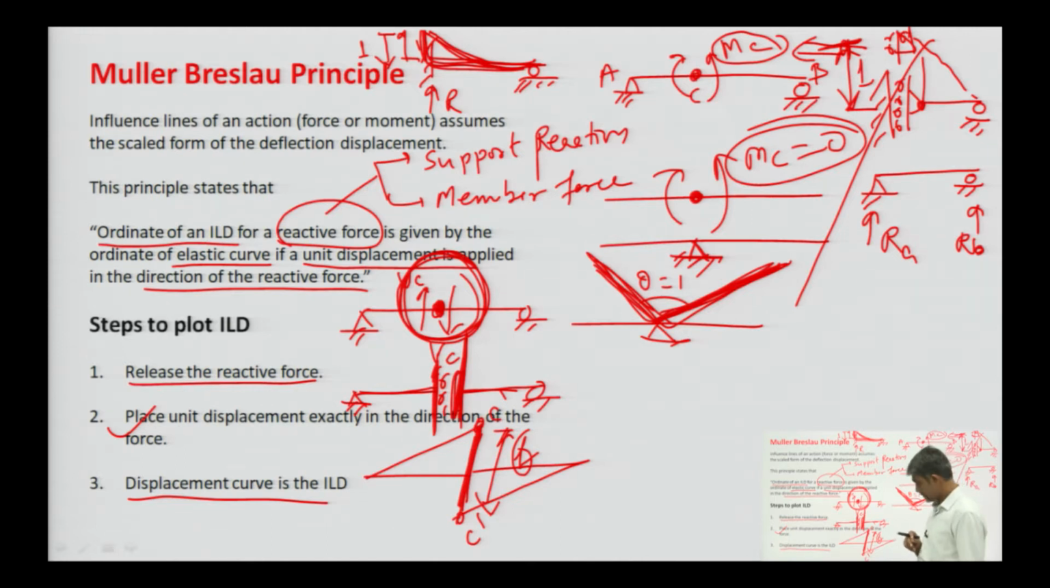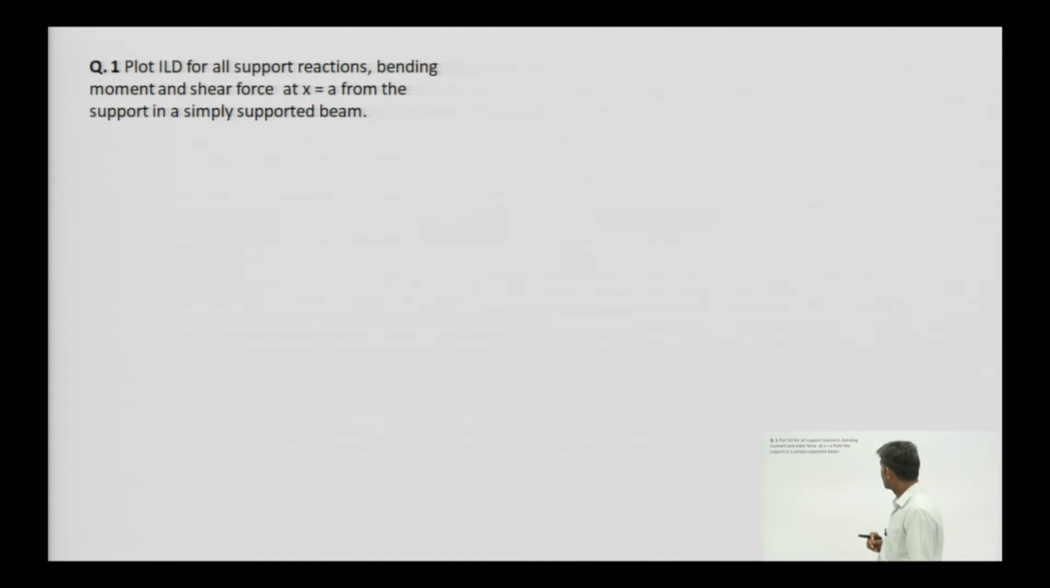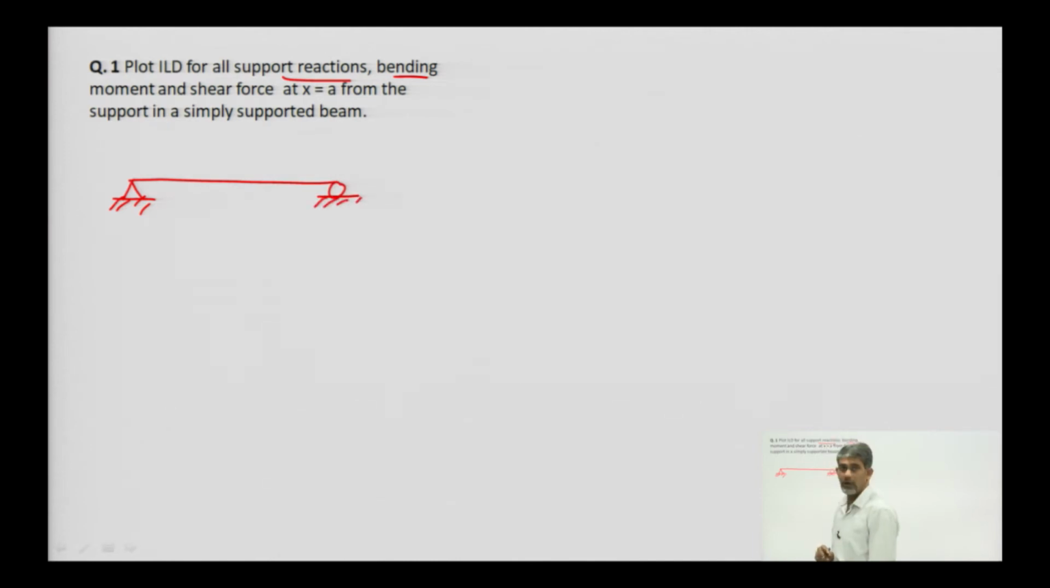Okay. So, let us plot the IL in a few examples. Plot ILD for all support reactions, bending moment and shear force at x equal to a from the support in a simply supported beam. Take this simply supported beam. We need to plot the IL for all support reactions. What are the support reactions? RA, RB. Suppose this point is A, this point is B.